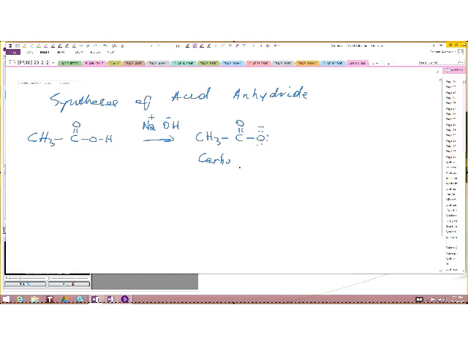You get what we call the carboxylate, coming from the carboxylic acid. Of course, sodium will be here somewhere. You now take this and react the carboxylate with an acid chloride. What do you get? You get this.